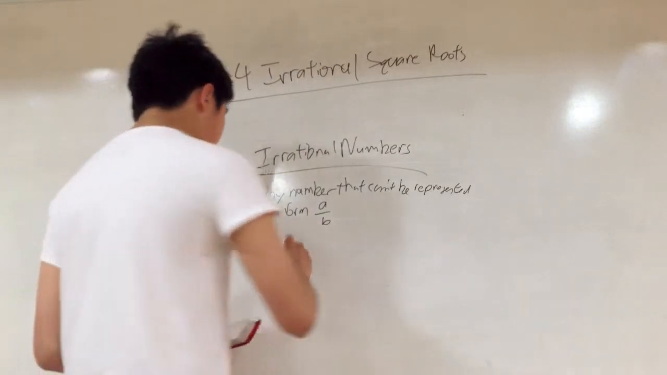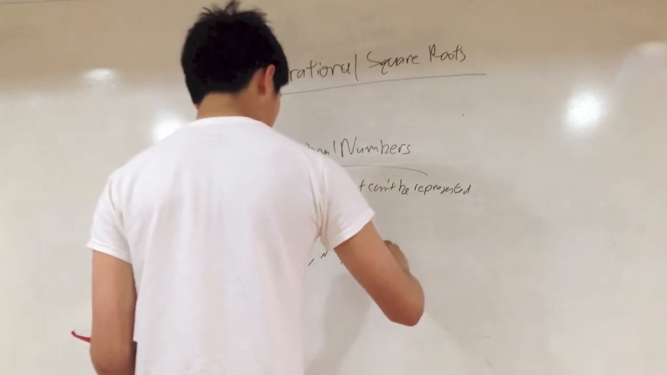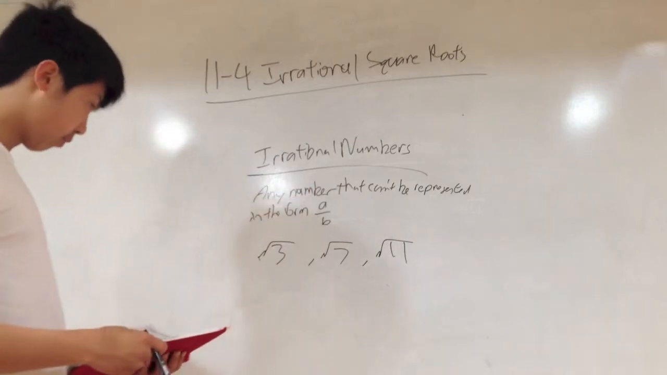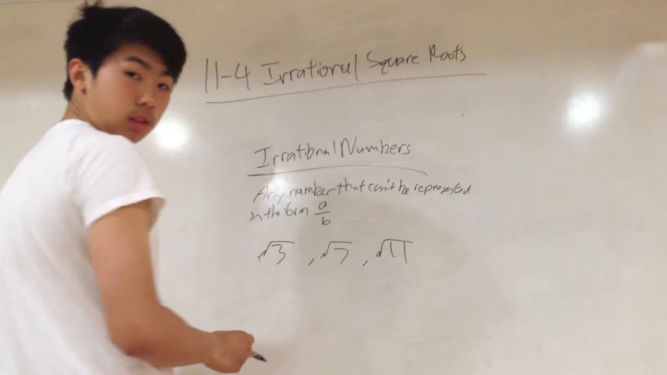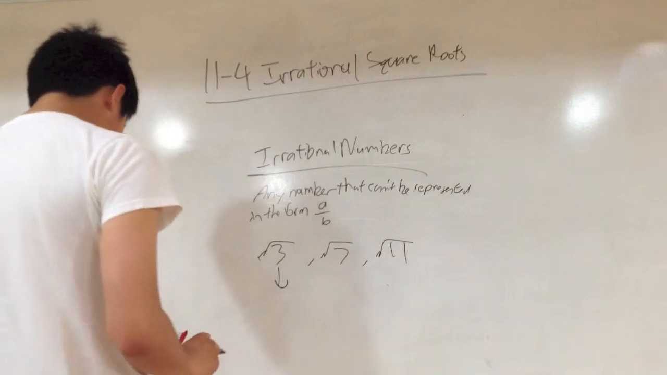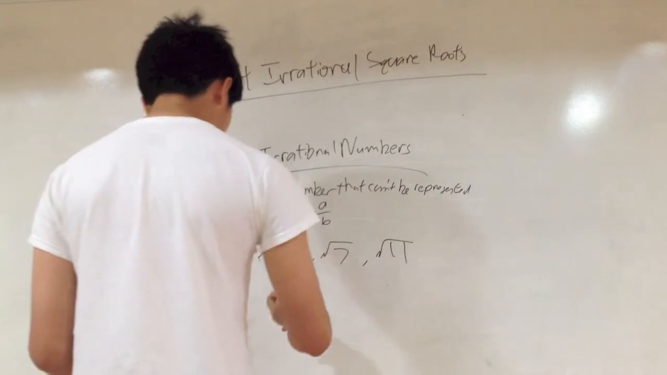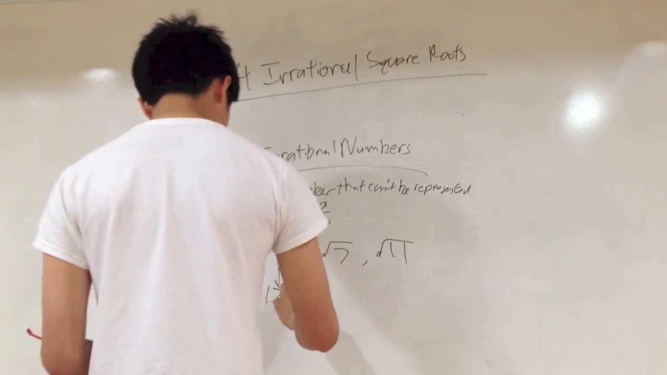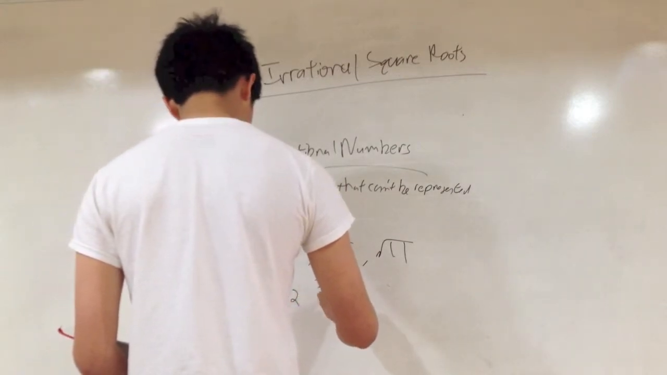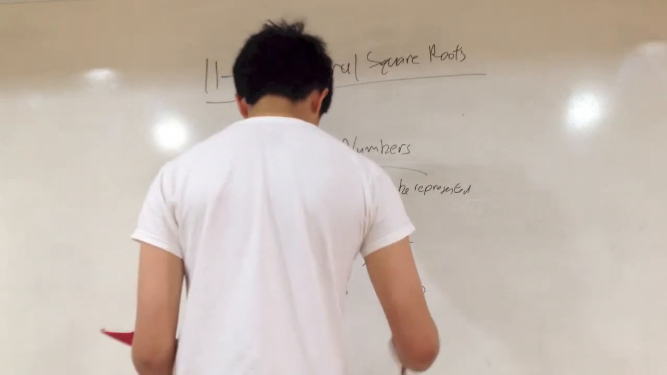So the square root of 3, the square root of 7, and the square root of 11 are all irrational numbers because they can't be represented in any of these forms. And you can find out the approximate value of these by looking in the back of the book or by using a calculator. So the square root of 3 approximates to 1.732. Square root of 7 approximates to 2.646. And the square root of 11 approximates to 3.317.